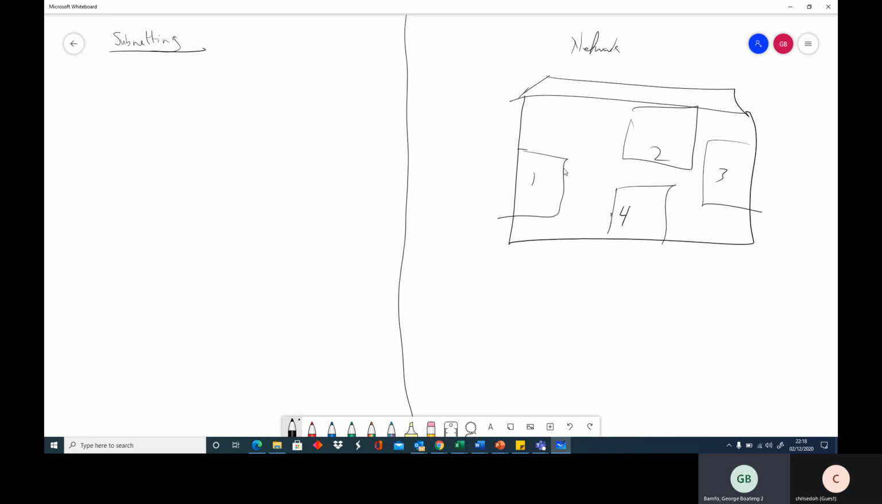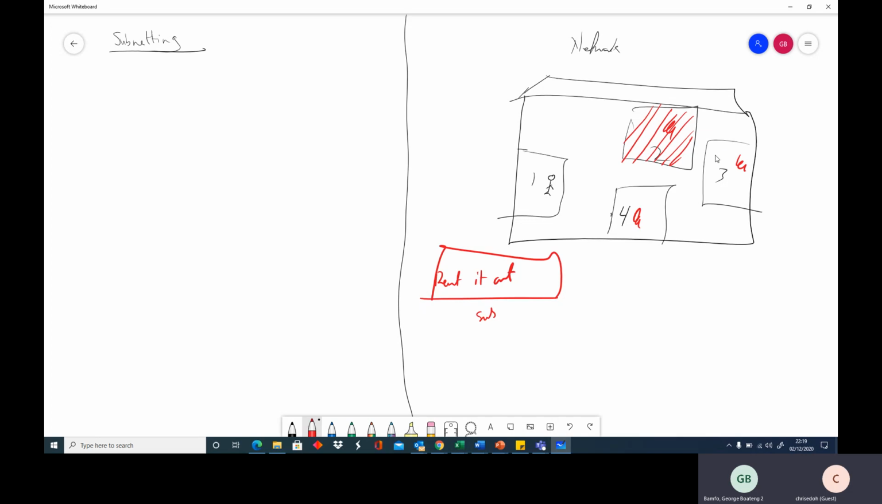But as a human being, you can only sleep in one room, right? So what will you do with the other three rooms? The idea is for you to maybe rent them out. So subnetting is just like saying subletting, where you give out some of the place for rent. Is that clear?